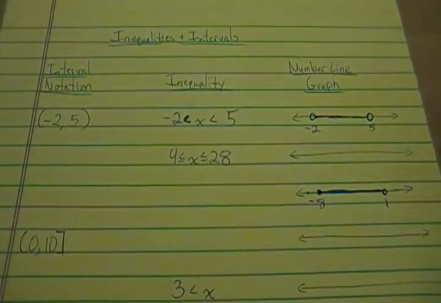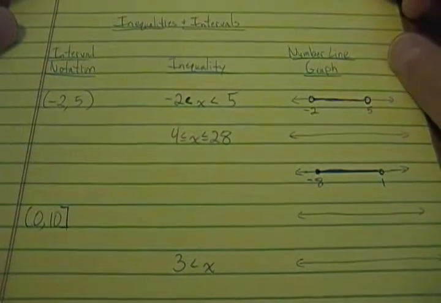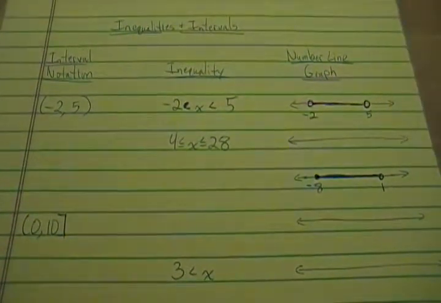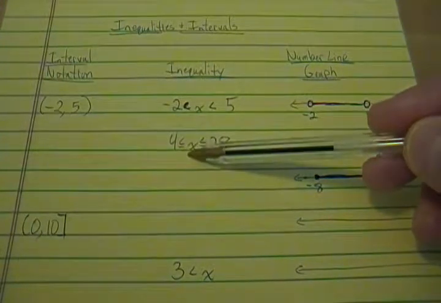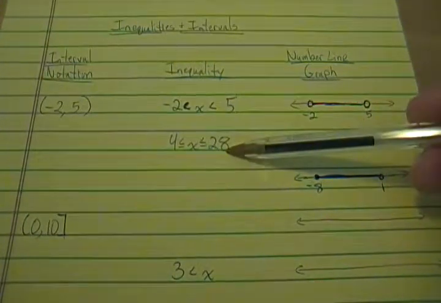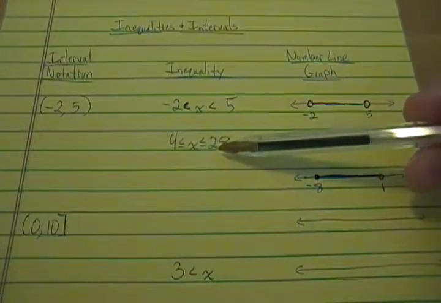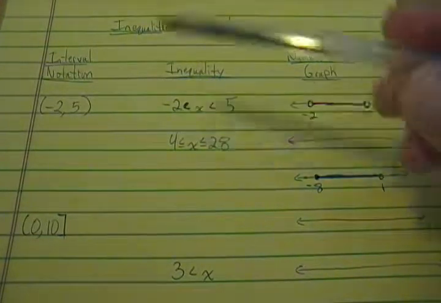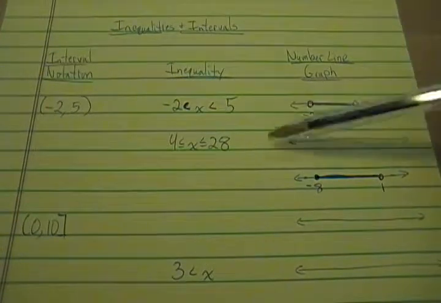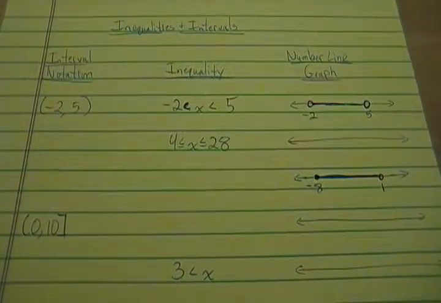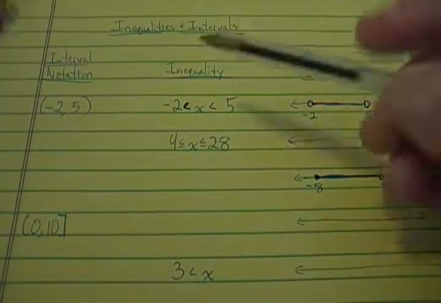All right, so that's the first example, and all these other ones are going to be pretty similar with a few little differences. The next one, we're starting with an inequality: 4 is less than or equal to x is less than or equal to 28. And you can go either way with this. You can take this inequality and change it to interval notation first, or you can change it to the number line graph first. Whichever way you want to do it doesn't really matter. I'll start by doing the interval notation.